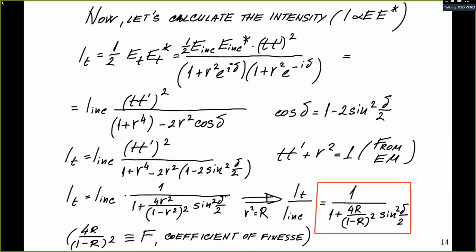So it's 1 over 1 plus this term depending on big R, and now big R is just the square of small r. In a way, you can understand it as small r gives you the fraction of reflected electric field, and capital R gives you the fraction of reflected intensity. So you can derive the capital R from the.